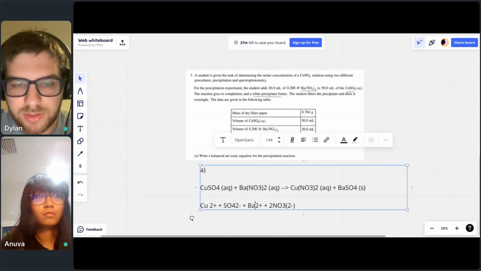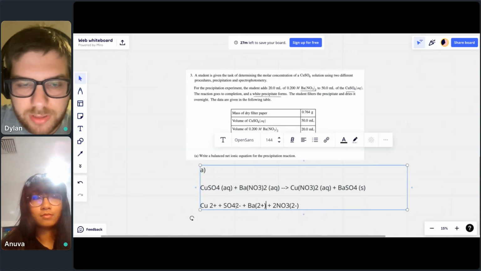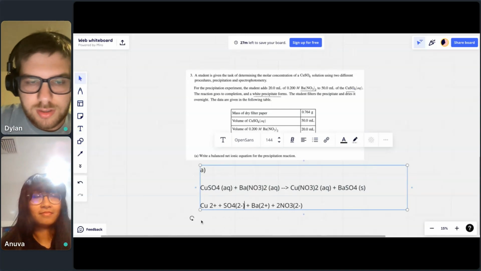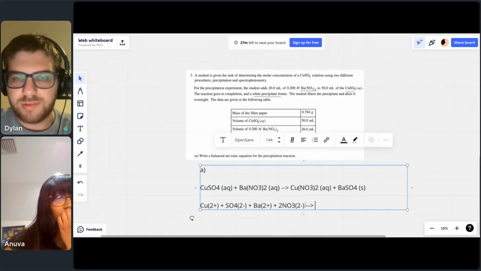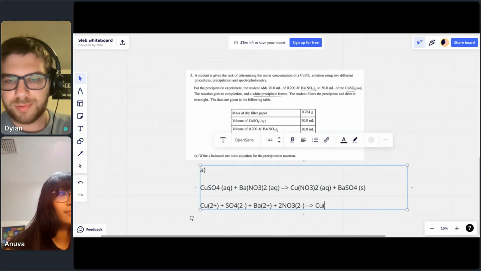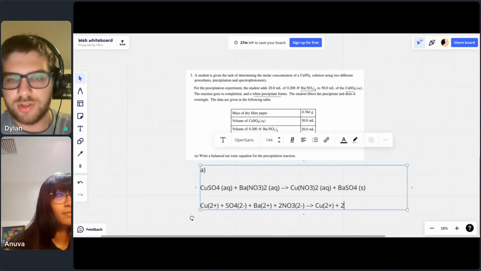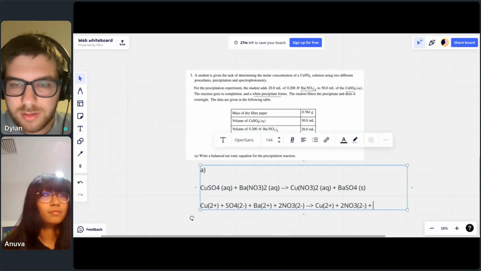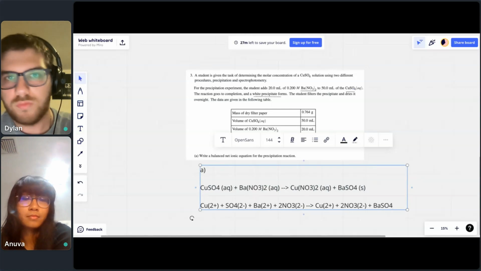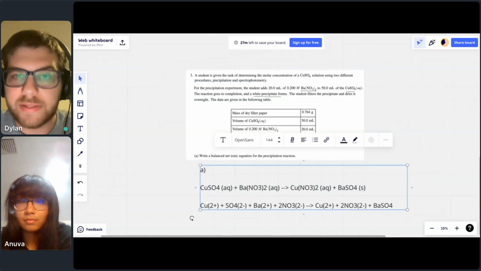Actually, I'm going to write these charges in parentheses, just for the sake of typing. And we know this reacts to form copper 2 plus, once again, 2 nitrate, again, because this is aqueous, so it breaks up. But now look at barium sulfate. Well, we know that it doesn't break up because it's solid.